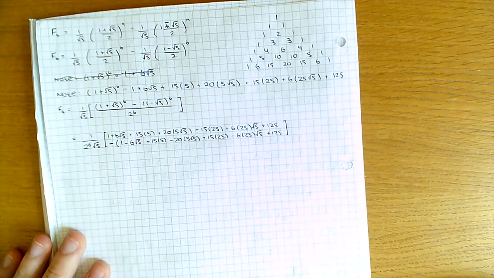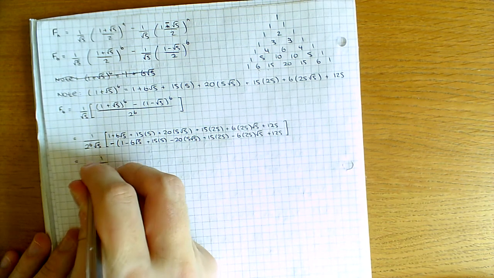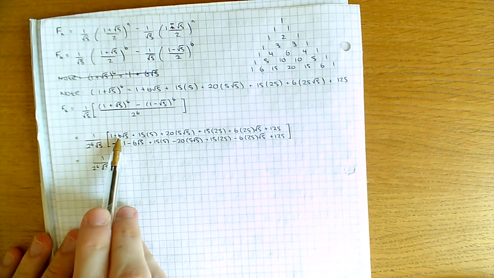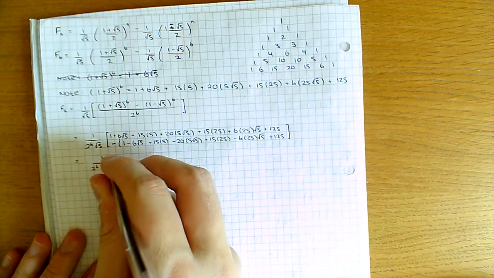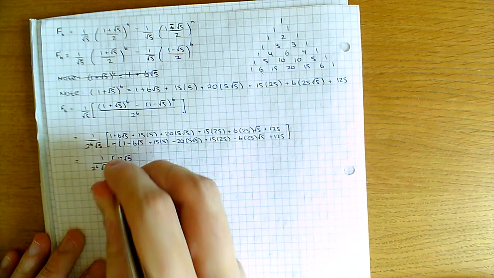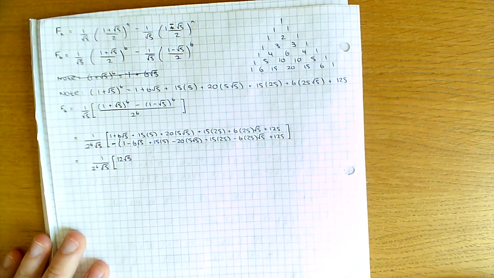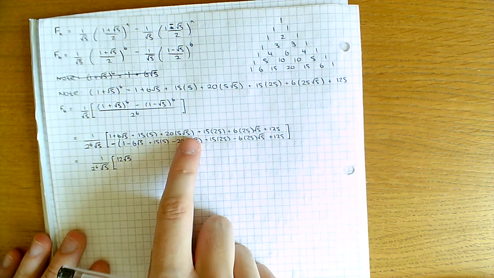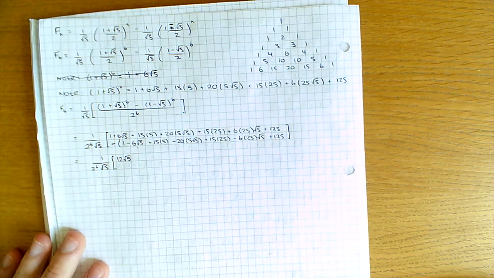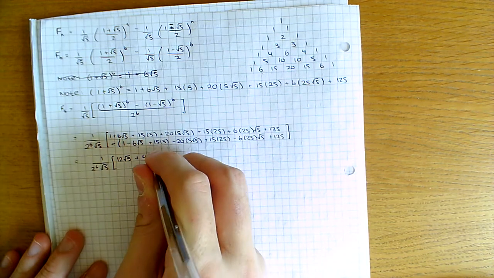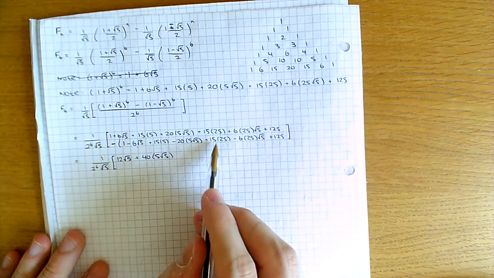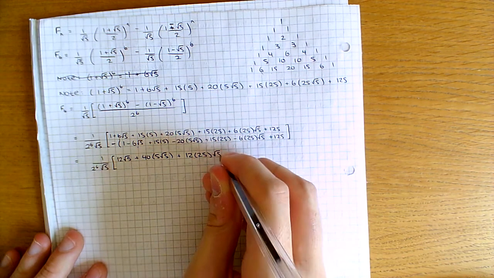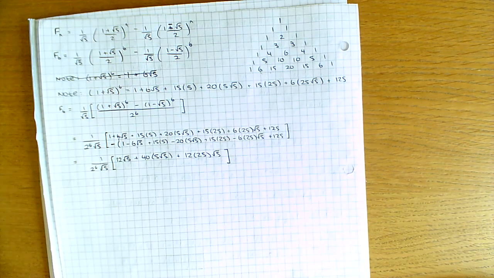Okay, so that's the term. As I said, a lot of these are going to cancel. So 1 minus 1, that cancels. 6√5 plus 6√5, so we end up with a 12√5. 15 times 5 minus 15 times 5, they cancel. 20 times 5√5 plus 20 times 5√5 is 40 times 5√5. These terms cancel. We're going to end up with 12 lots of 25√5, and then the 125s cancel as well.